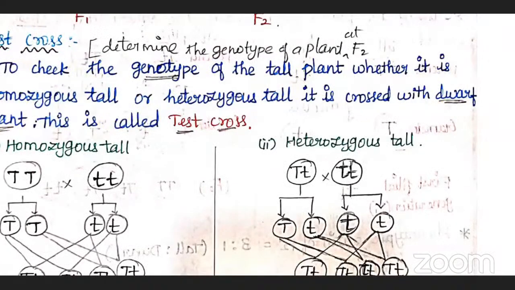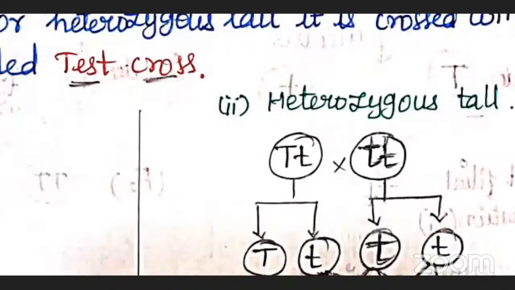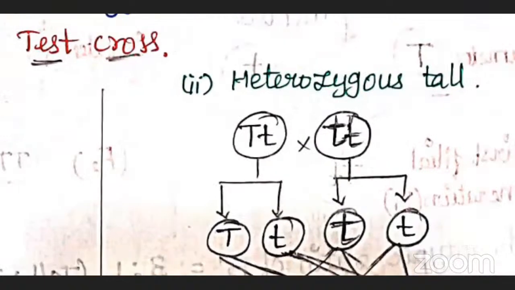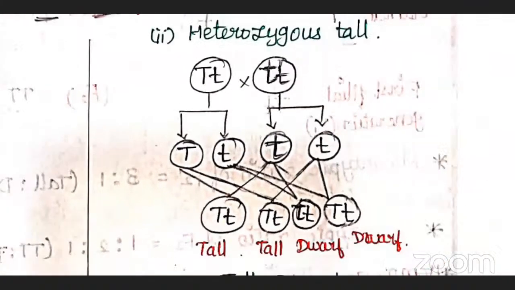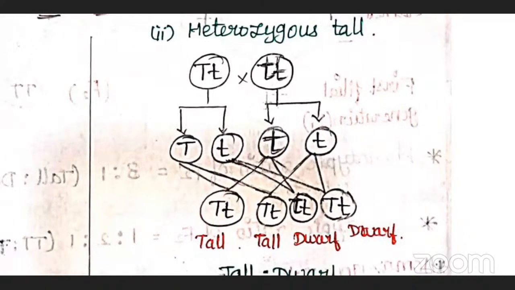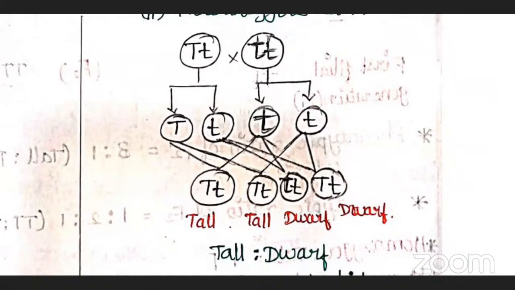Another important point is that we are crossing the F1 monohybrid result, capital T and small t, with the recessive parent, small t and small t. That is called a test cross. You know very well that the gametes will be separated, capital T and small t. Those factors will be separated.